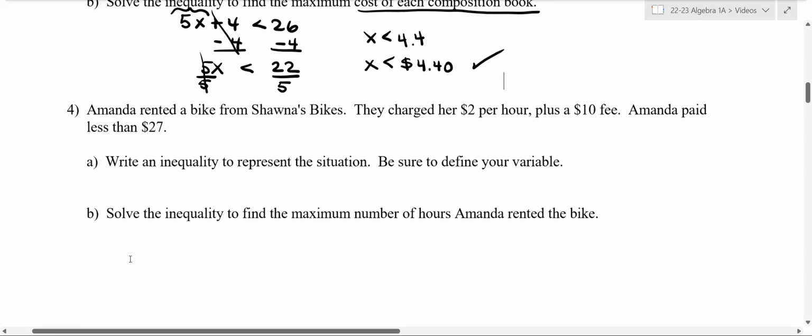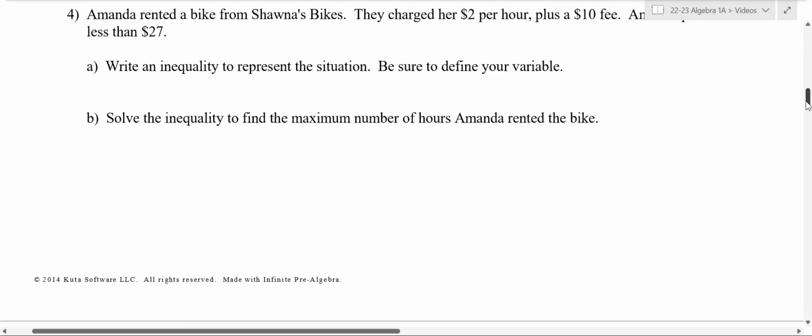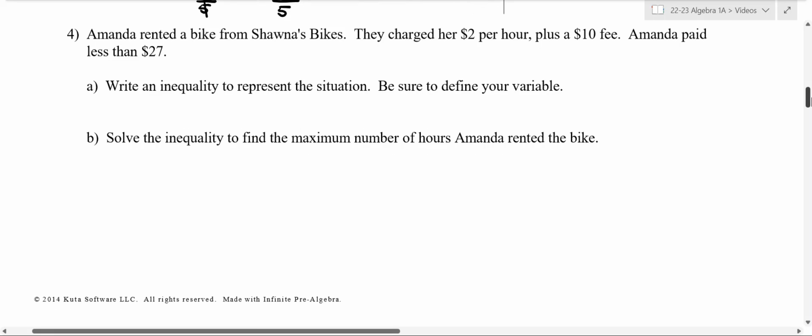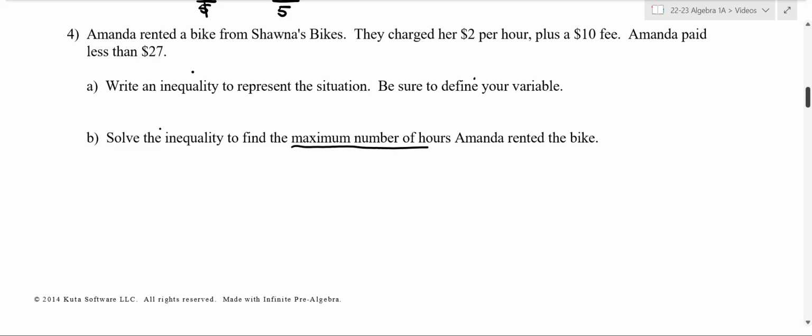All right, Amanda rented a bike from Shauna's Bikes. They charged her $2 per hour plus a $10 fee, and Amanda paid less than 27. Write the inequality, define the variable, solve the inequality, maximum number of hours Amanda rented the bike. All right, so that's going to be the variable. The variable is going to be the max number of hours of bike rental.